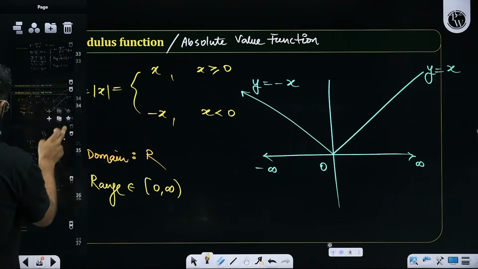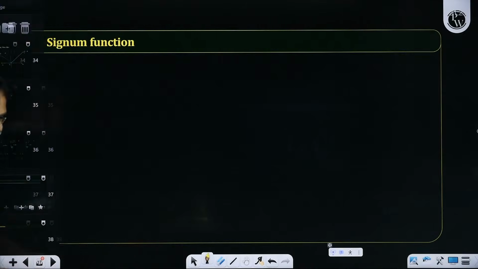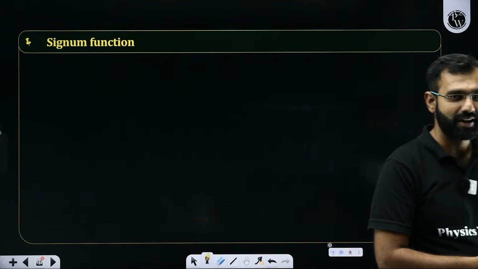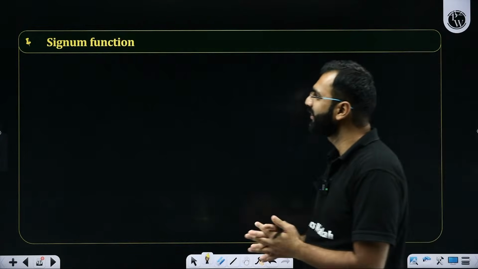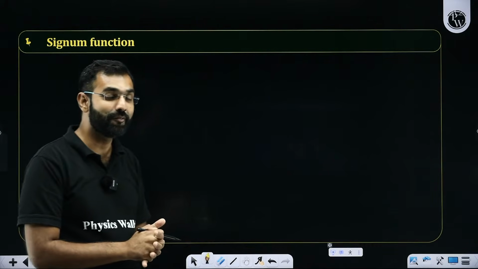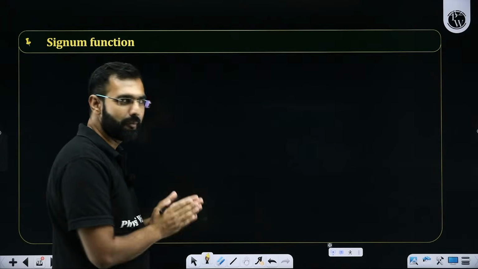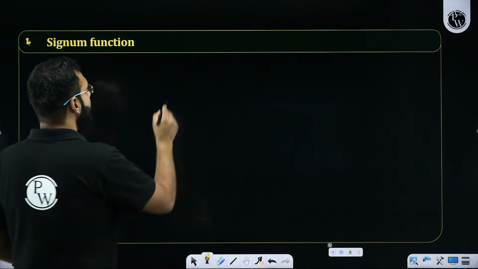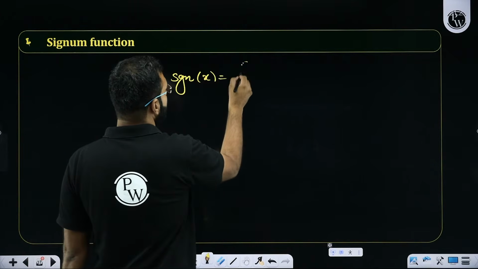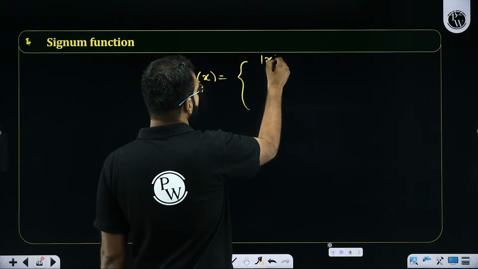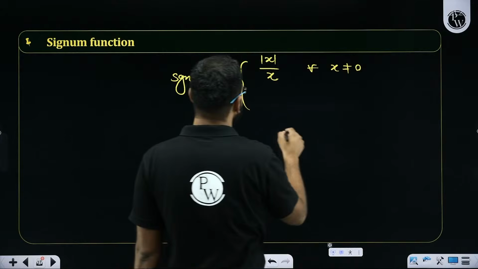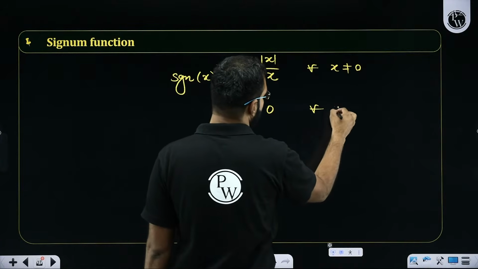Everybody got this? Everybody understood this? Now there is a function called the Signum function. One of the students in our online classes and paid batches calls it the Signum function. So yes, it is the Signum function. What is Signum? It is a very beautiful function. They write it as Signum of x. They say Signum of x is given by mod x upon x as long as x is not 0, and they write it as 0 the moment x is 0.